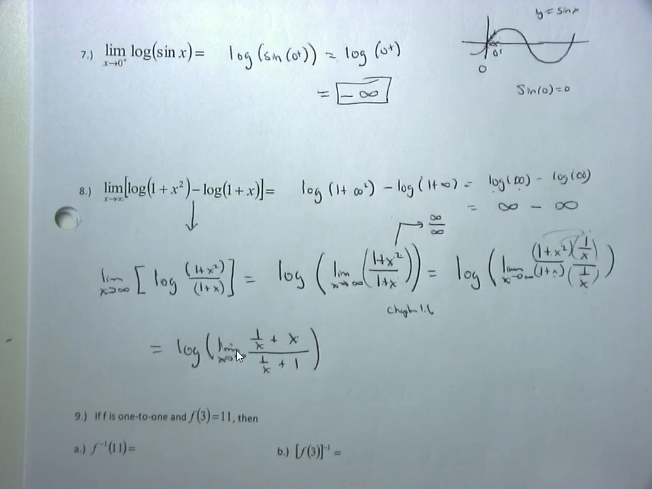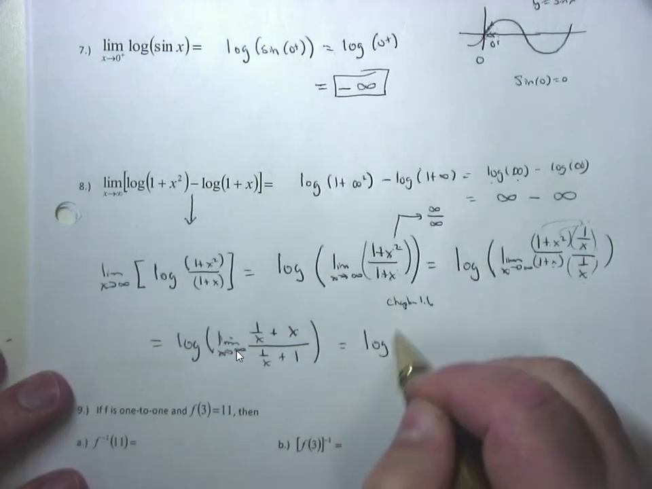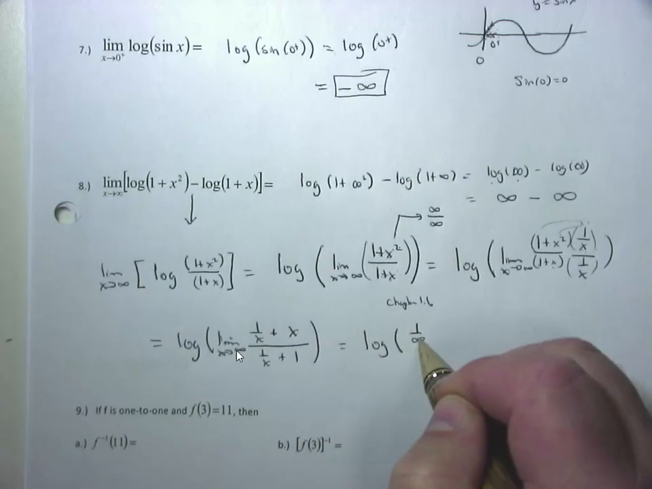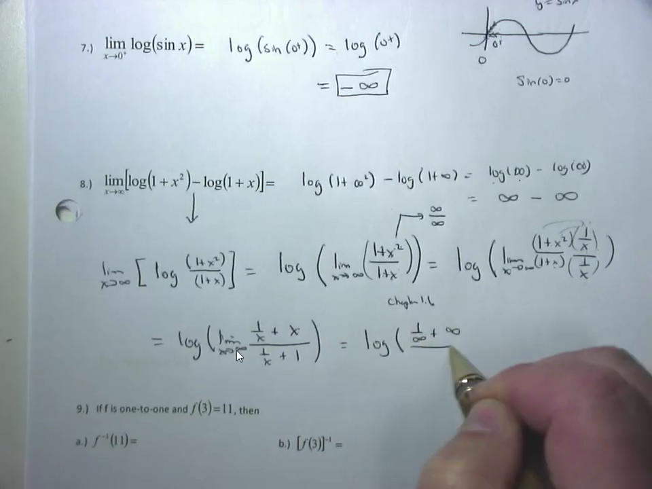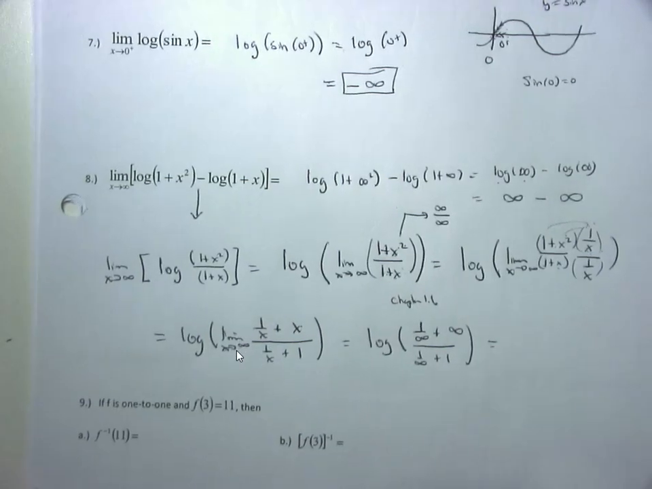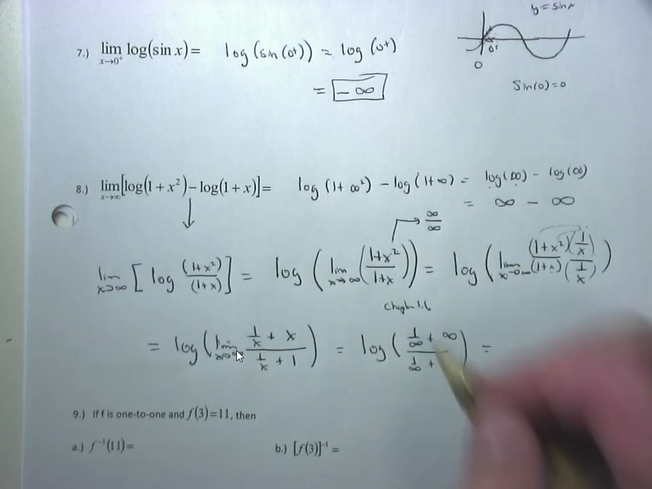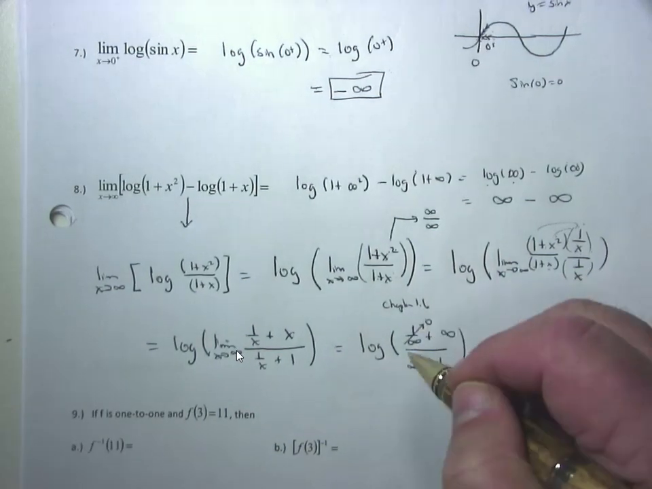Now, plug in your infinities. This is equal to the log of 1 over infinity plus infinity over 1 over infinity plus 1. Now, what is 1 over infinity? That was one of our log properties from chapter 1, way back when we used to do this kind of mess. What's 1 over infinity? When the infinity's in the denominator, what do those fractions go to? So these things go to 0.